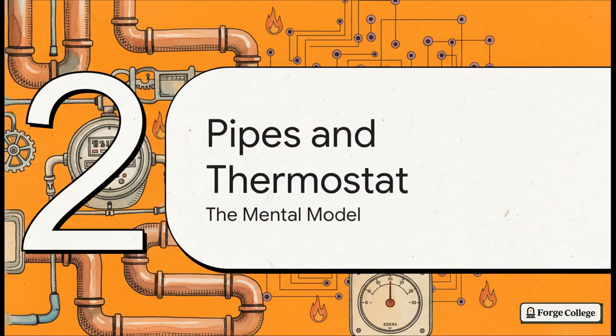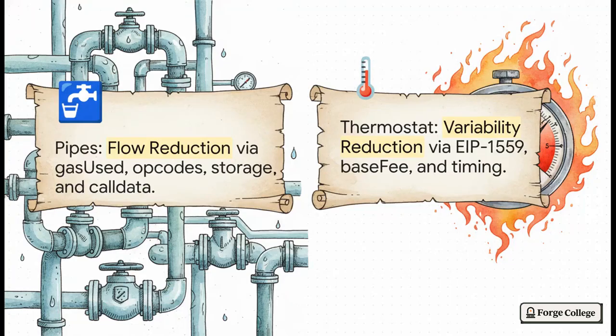Which brings us to Section 2, pipes and the thermostat. This is our core mental model for the day. Whenever you're thinking about Ethereum transaction costs, I want you to picture a standard household water bill. It's a brilliant way to break this down into 2 distinct parts. On the left side, you've got the pipes. This is your flow reduction. The pipes represent the actual volume of your transaction: your gas used, your opcodes, your storage operations, your call data. You have total control over replumbing your code to shrink these pipes.